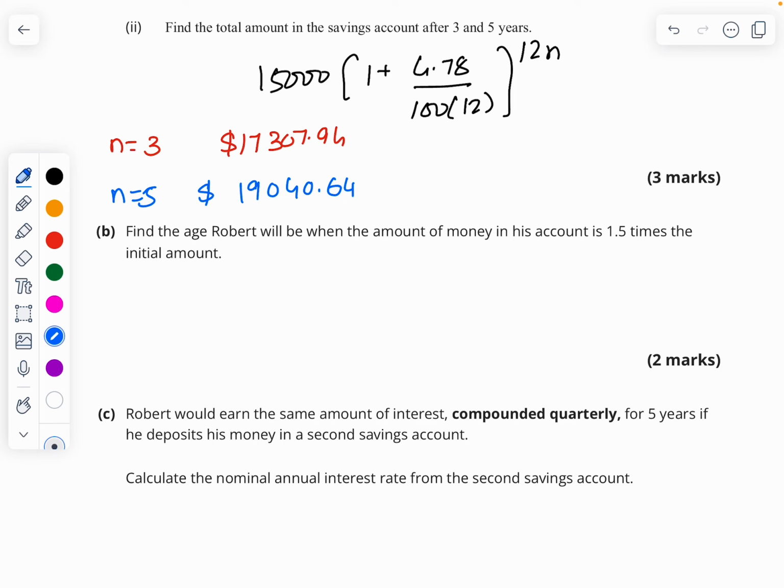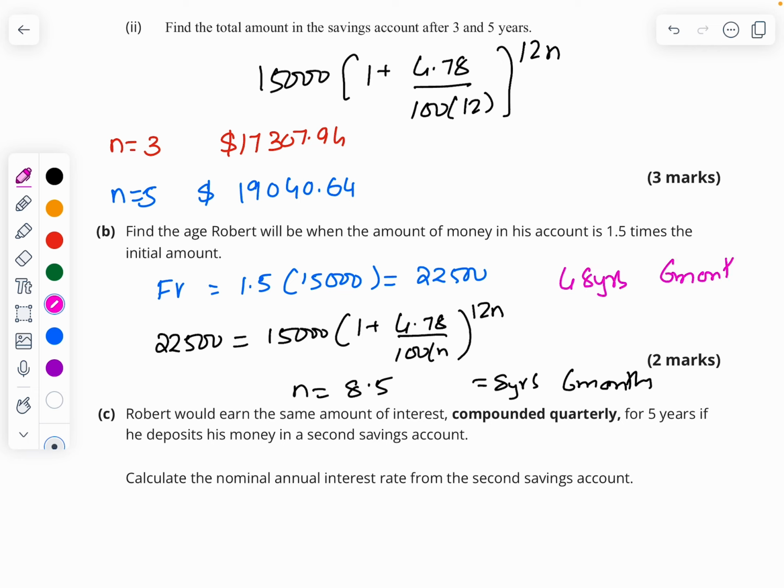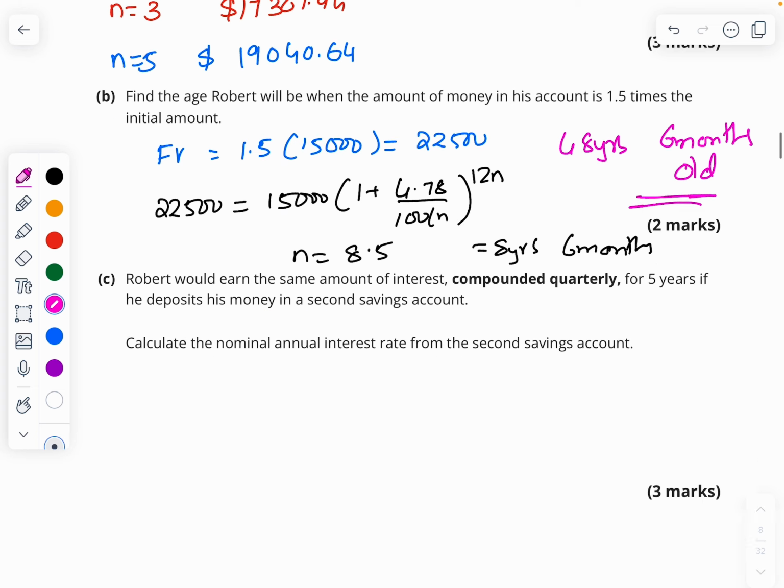Now part B, find the age of Robert when the amount in his account is 1.5 times the value. So the future value is 1.5 times 15,000, which is 22,500. So 22,500 equals 15,000 times 1 plus 4.78 divided by 100 times 12, whole to the power of 12n. Use the calculator and you should get 8.5, which is 8 years and 6 months. Don't forget to write the age. He will be 48 years and 6 months old.